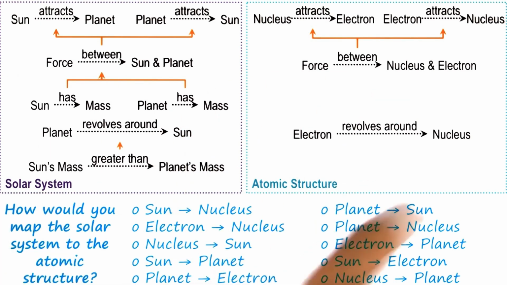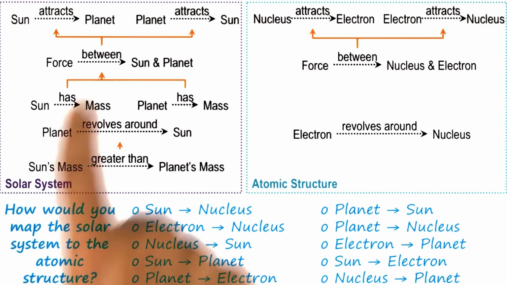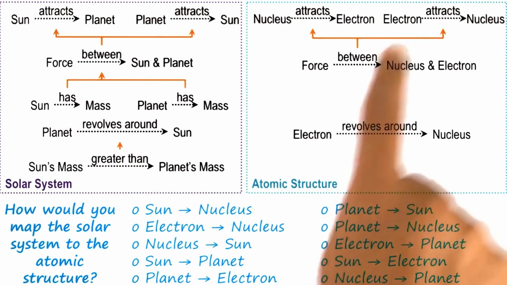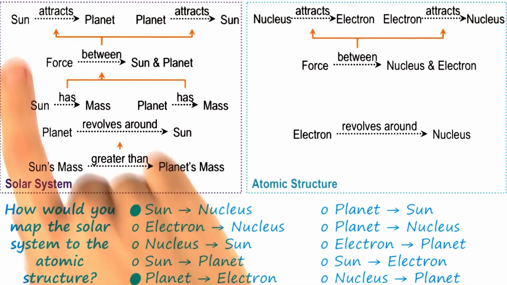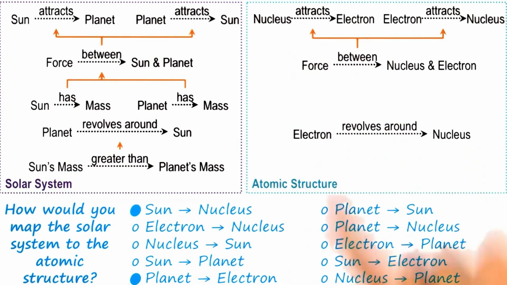Let's get back to our example of the solar system and the atomic structure. Let us suppose that you're given this representation of the solar system and this representation of the atomic structure. How would you map the solar system to the atomic structure? What choices did you pick, David? So there's a few different ways we could do the mapping between the sun and the planet on the left and the nucleus and the electron on the right.